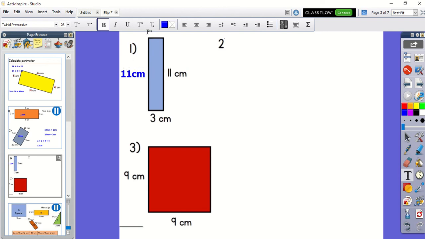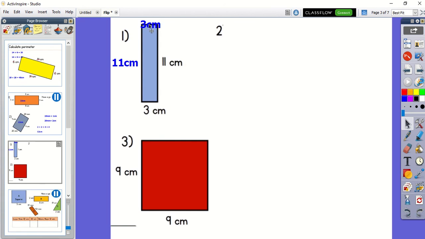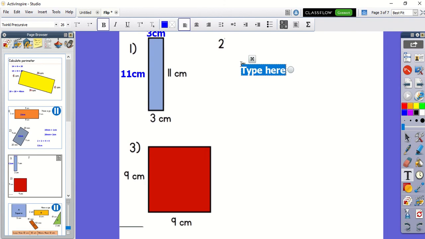And the side on top should be 3 because that's opposite the bottom one, and it's the same length. So now I know I've got to do 3, add 11, add 11. Well, let's do 11 add 3 twice. 11 add 3 equals 14. 11 add 3 equals 14. Then I just need to do my 14 add 14.